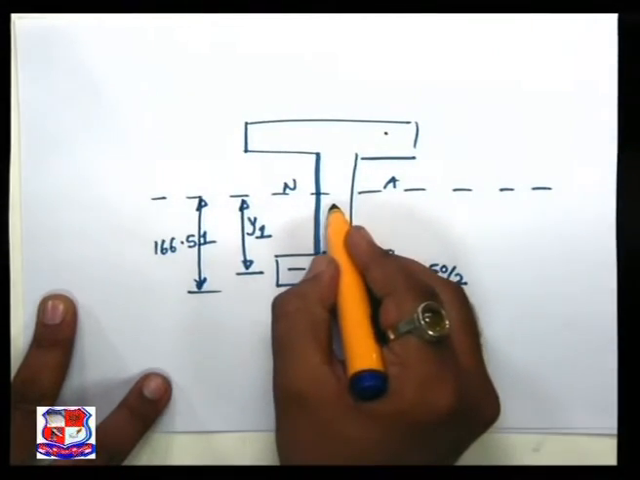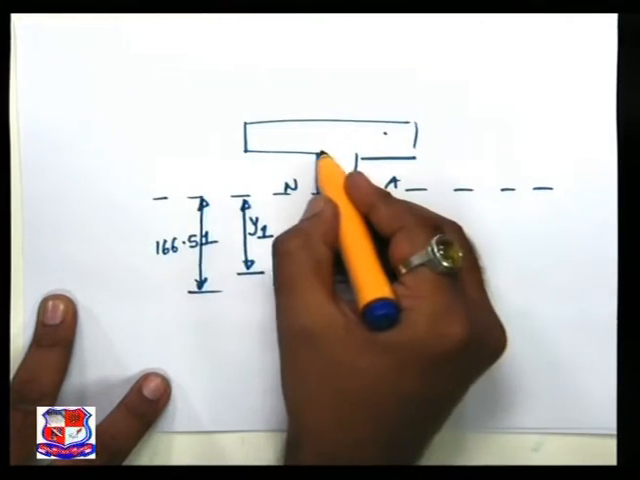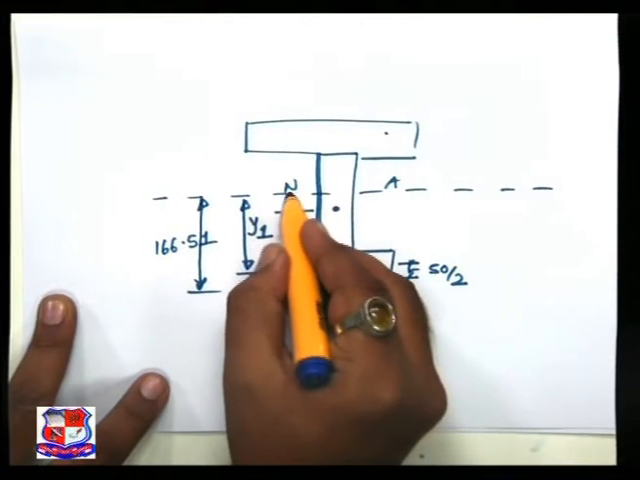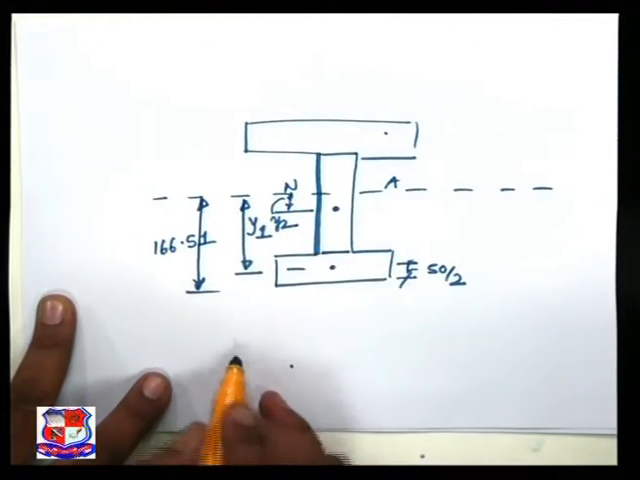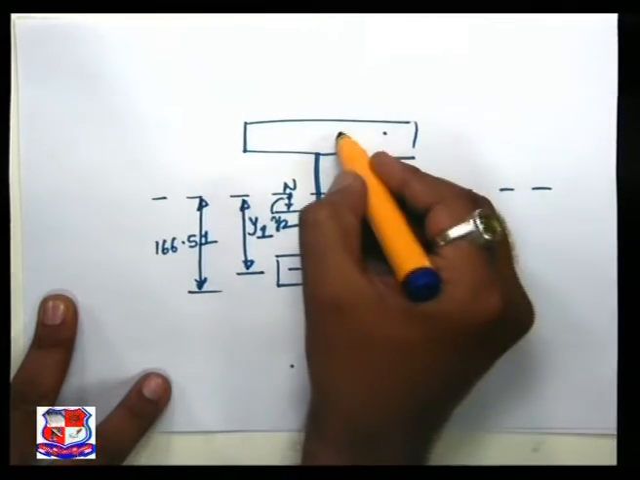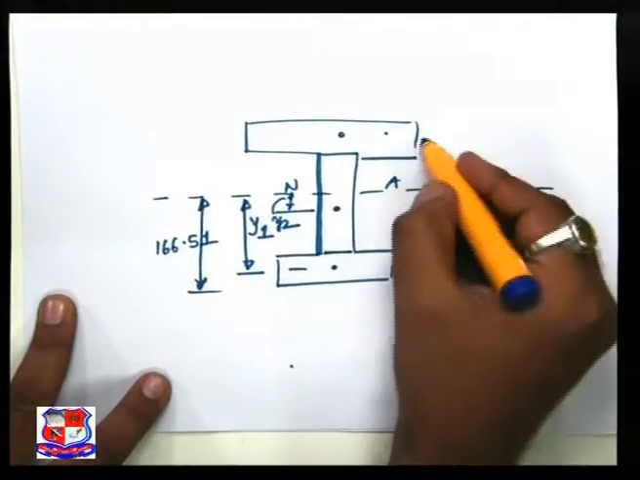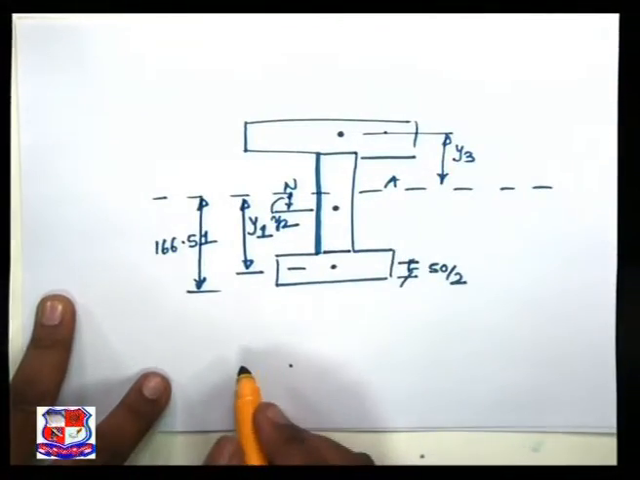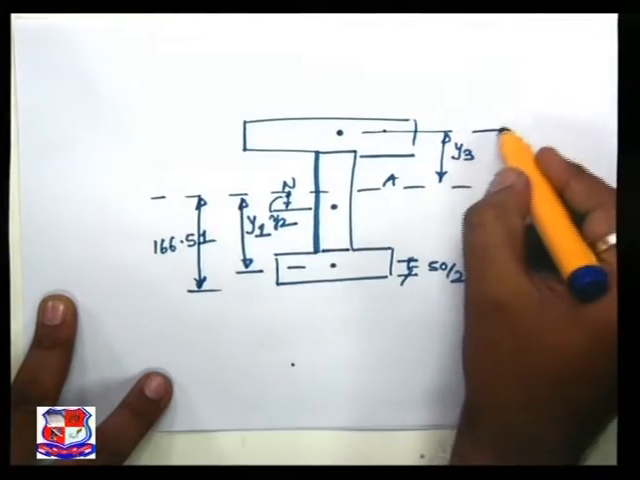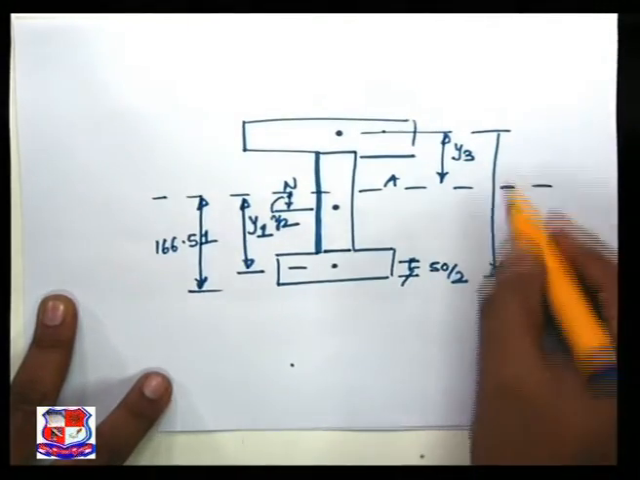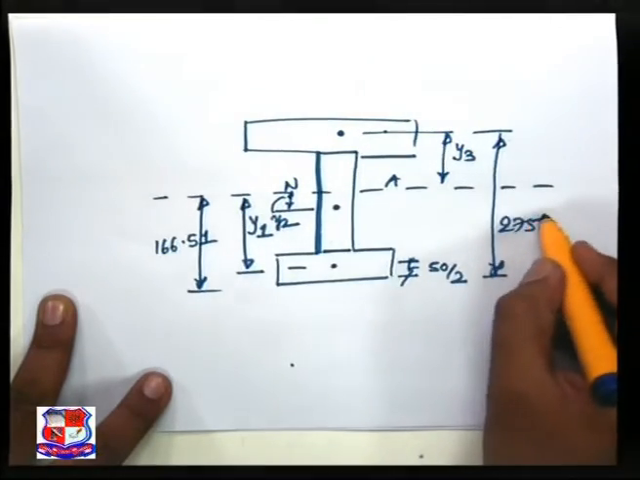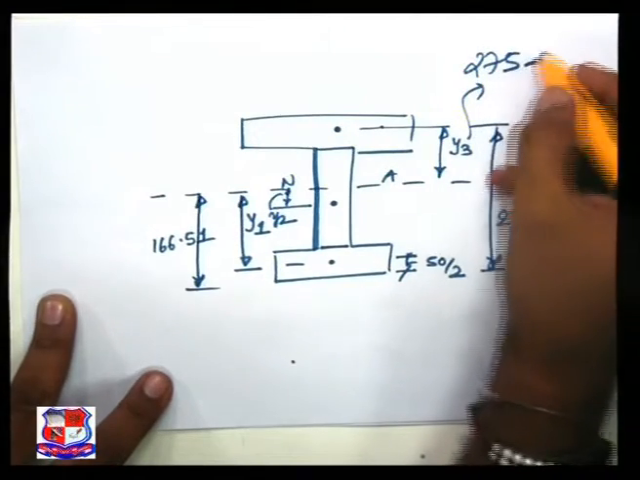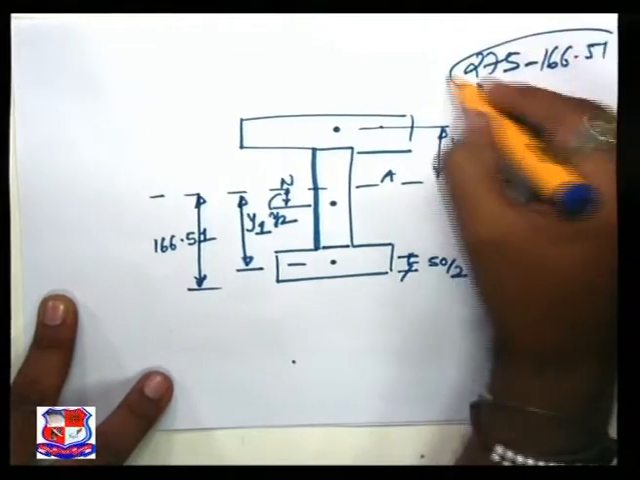Now if this is the CG for the second part, that is of the web, then this will be my y2, and this is the CG of the top flange. This will be my y3. So what we did to find y3: this distance is available to me previously, 275, minus this. So y3 will be 275 minus 166.51.